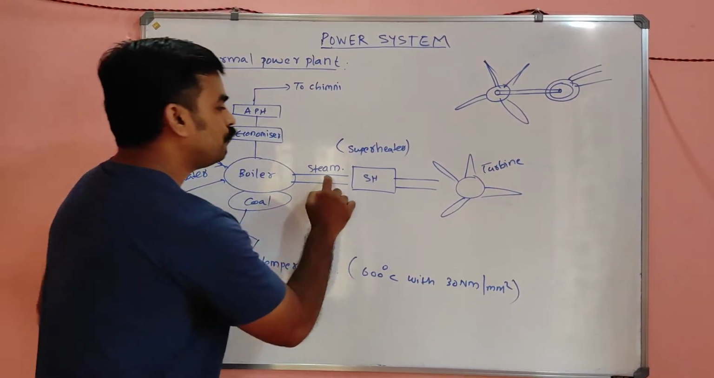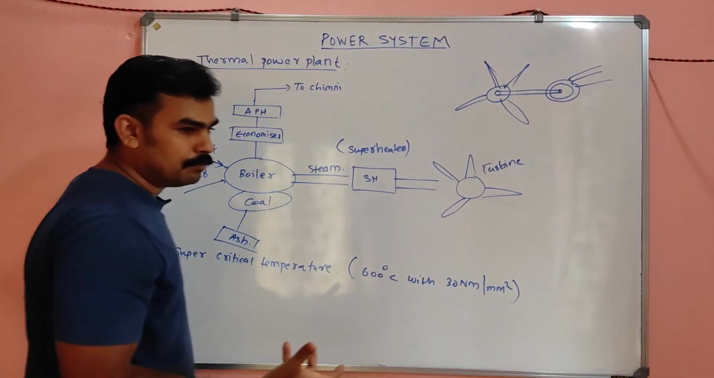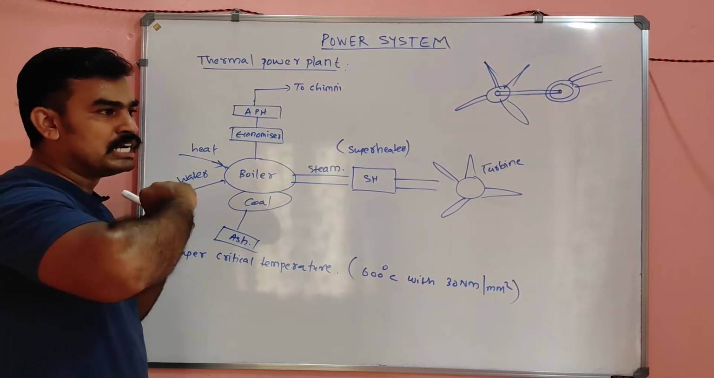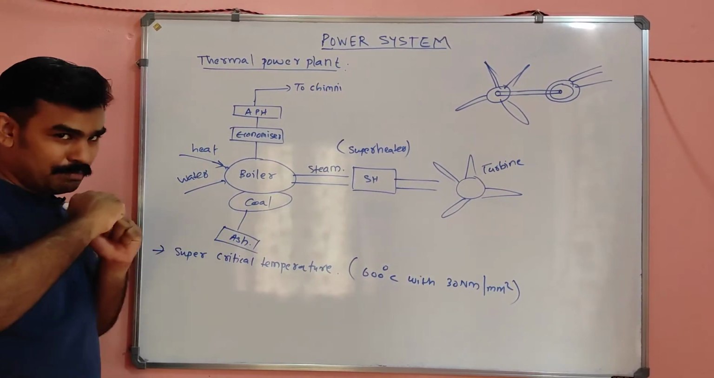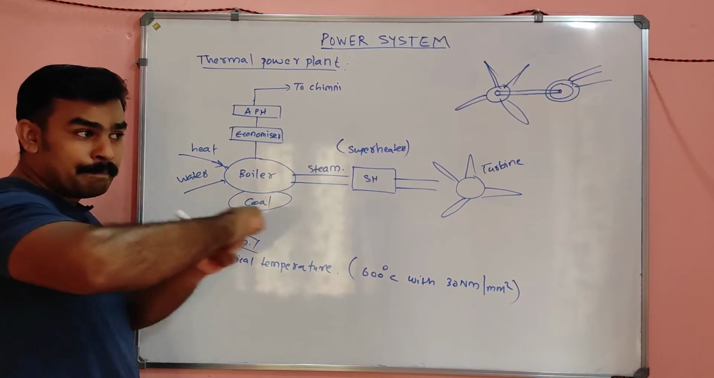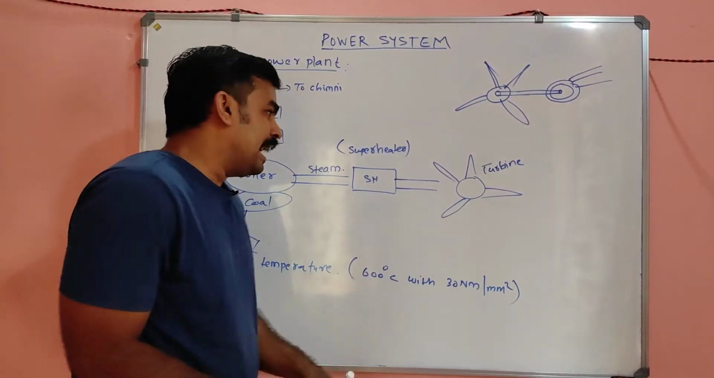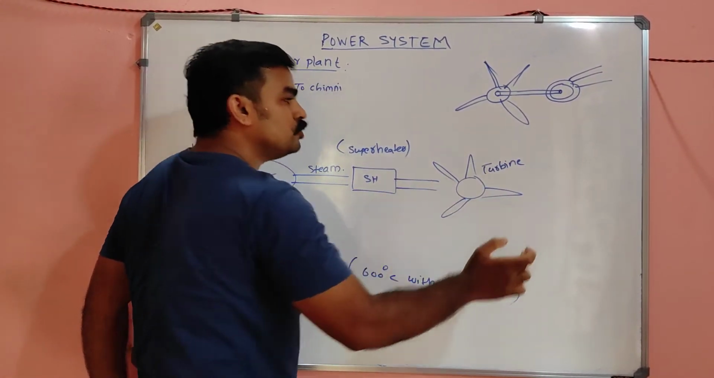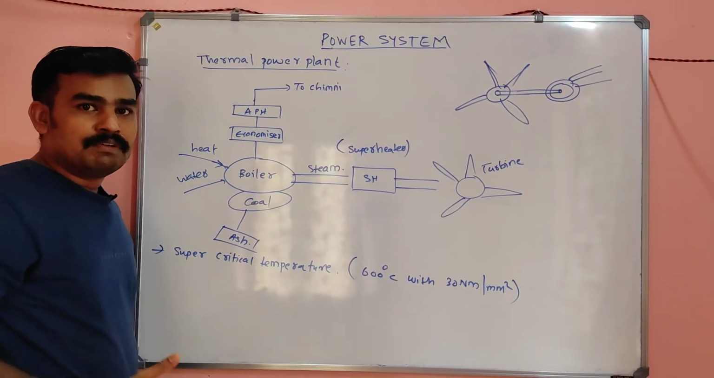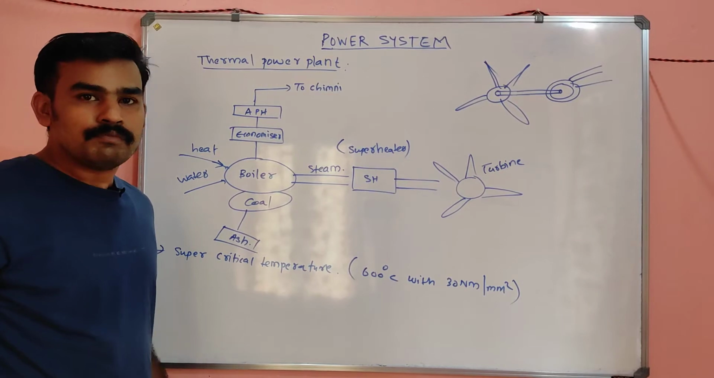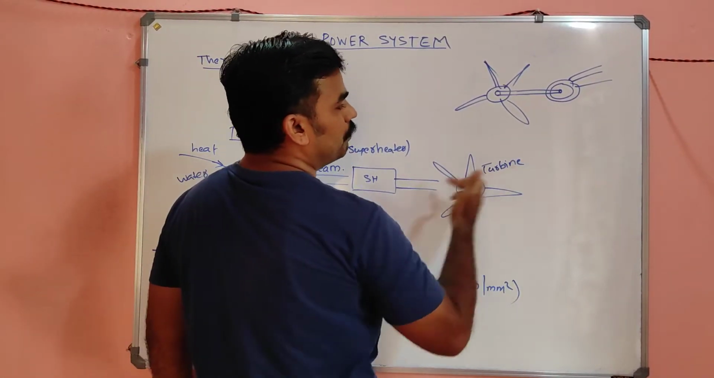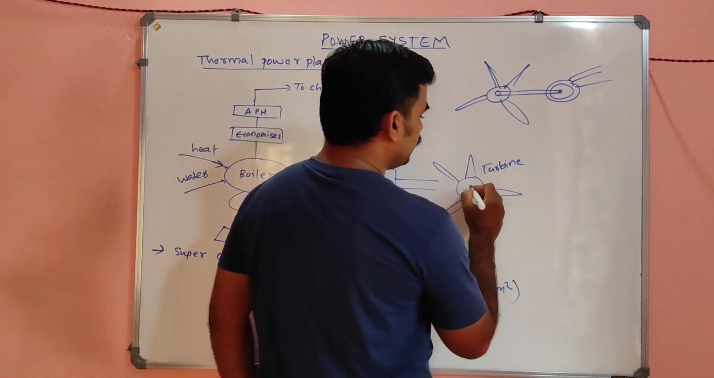So after this superheater, my dear, it will be only high pressure steam. That high pressure steam is hit to the turbine, so that the turbine smoothly runs at very high speed, and there will be an alternator which is coupled with the turbine.